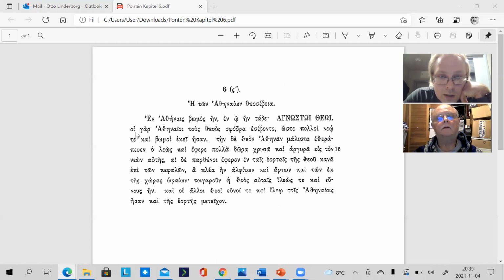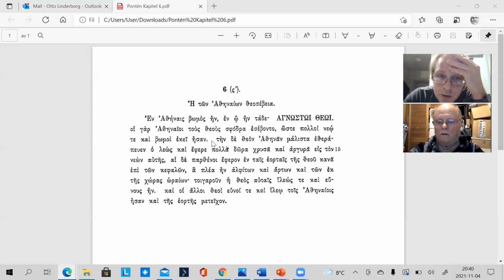So the Athenians worshipped the gods. How did you translate this sphodra? I said greatly. Greatly revered, I suppose. The Athenians revered the gods greatly, and then it's a bit difficult to translate this, but if you translate it literally, so that they had many temples and altars there, or so that there were many temples and altars there. But it's not a very easy sentence to translate into English, I don't think. So you did a good work.